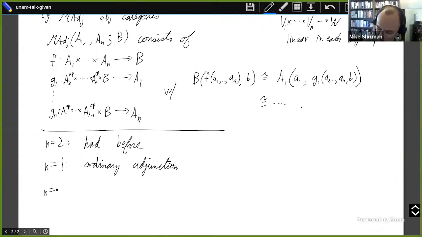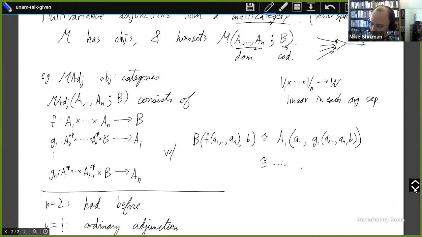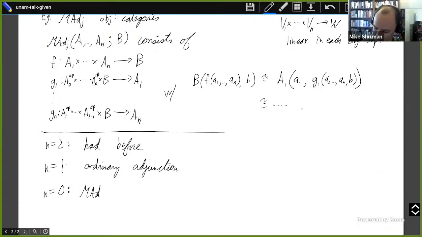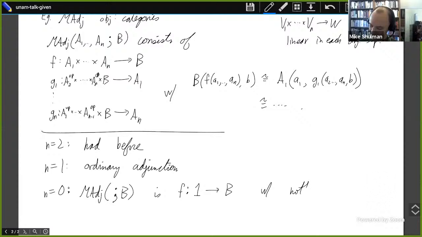And it's worth mentioning that you can also take n equals 0. You can have a 0-ary morphism, so an adjunction from nothing into some category B. It consists of 1 category and 1 functor. So there's an F, which maps from the Cartesian product of no categories, which is the terminal category, into B. And then there's nothing to say. There are no isomorphisms. So this is just an object of B.